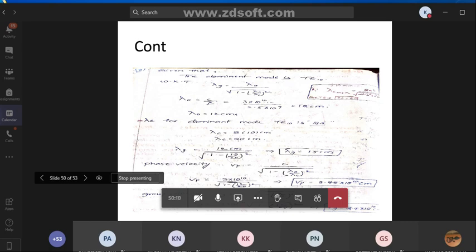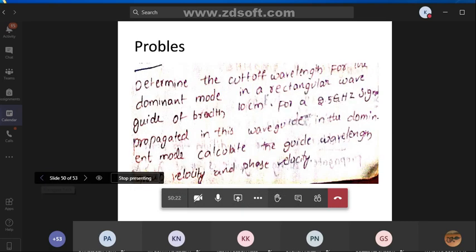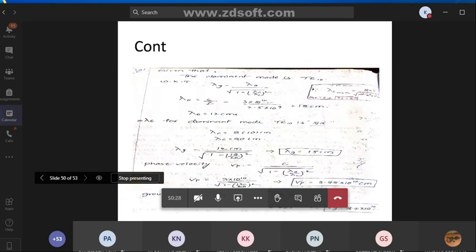And lambda c equals 2a, that is constant in the dominant mode. So here a equals 10 centimeters from the given problem, the a into b, breadth into width. So lambda c becomes 20 centimeters, and lambda naught equals 12 centimeters.